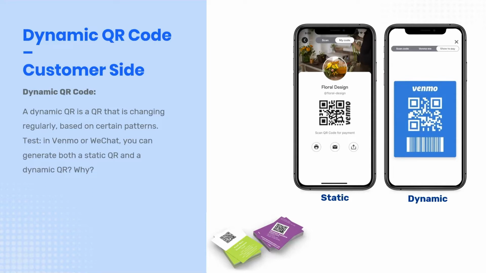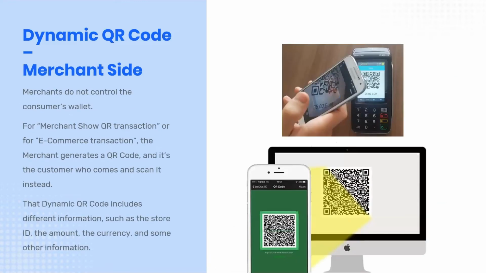Now, what does dynamic QR mean for a merchant trying to accept QR payments? I showed you a few minutes ago some screenshots of dynamic QR codes used for payment in a store, remember? Merchants do not control the consumer's wallet, which is what I showed on my previous slide. So when would a merchant generate a dynamic QR code? Typically for a merchant show QR transaction or for an e-commerce transaction. Basically, in situations where the merchant is not able to scan the consumer QR code. In that case, the merchant needs to generate a QR code and it's the consumer who comes and scans it instead. That QR code generated by the merchant, either on their website or on their store payment terminal, for example, needs to be dynamic since it would include different information such as the store ID, the amount, the currency, and some other information specific to this transaction.